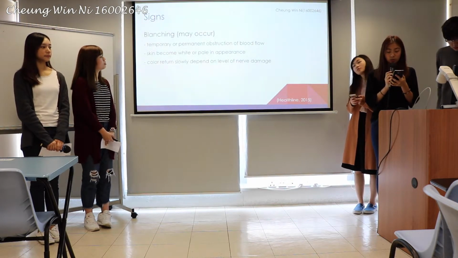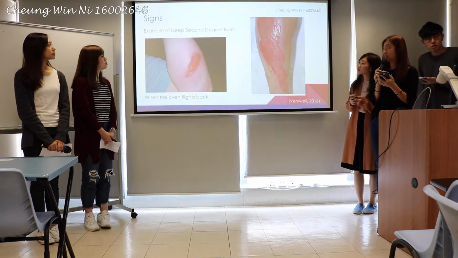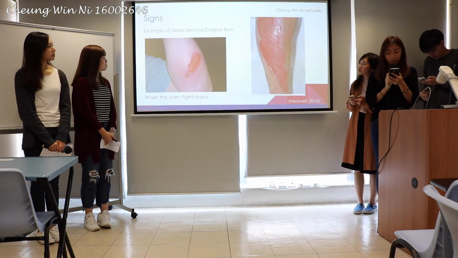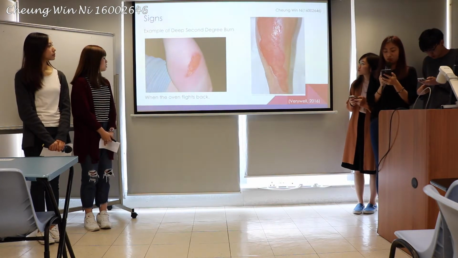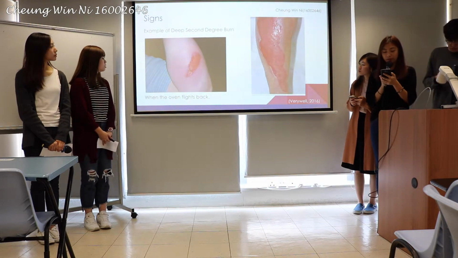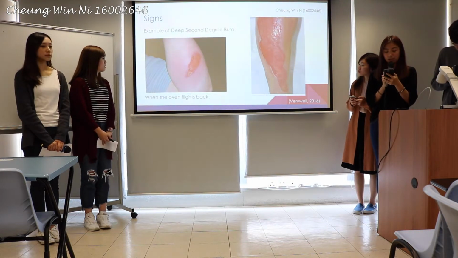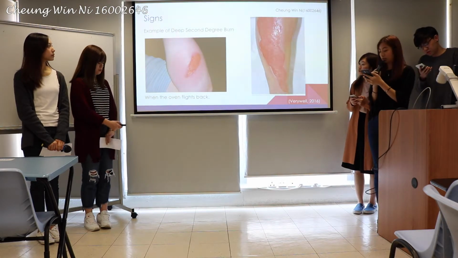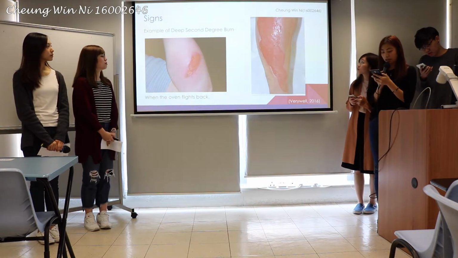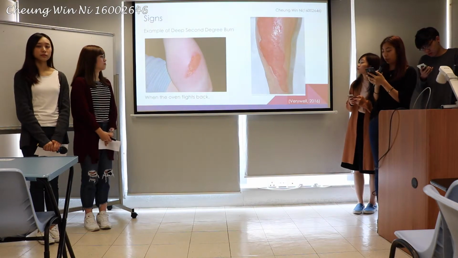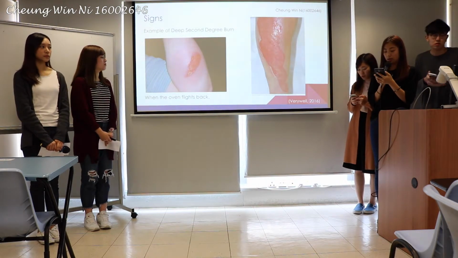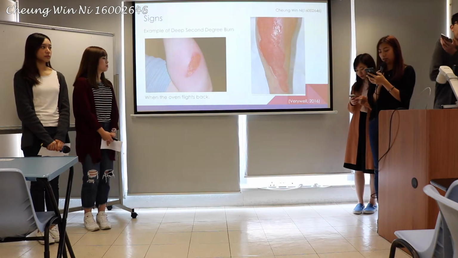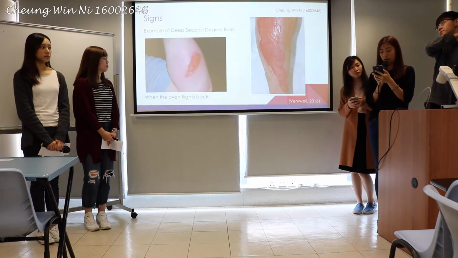Here are examples of a deep second-degree burn. The patient was burned by the oven when it flew back, and we can see swelling, blisters formed, and serious redness. For the right-hand side, we can see the wet and moist wounds, affecting the first and second layer of skin, which are the epidermis and dermis.